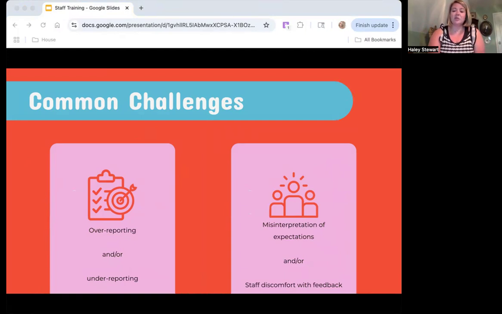So then there's also misinterpretation of expectations. This is when staff do not clearly understand performance standards or supervisor expectations. This can be due to vague instructions given by the supervisor or a lack of task clarification. It could be due to cultural or communication style differences. It can also be due to a lack of written examples or monitoring, and that's what we always want to provide our supervisees.